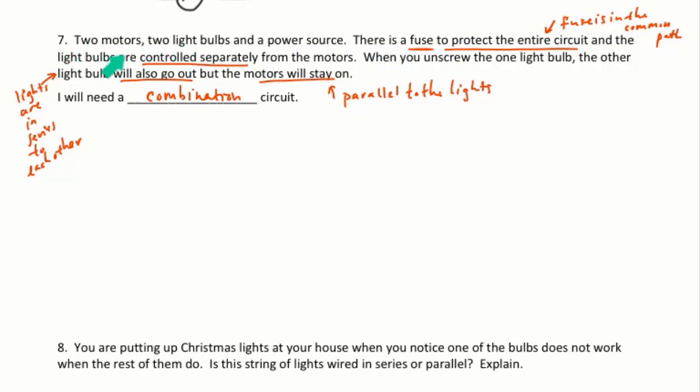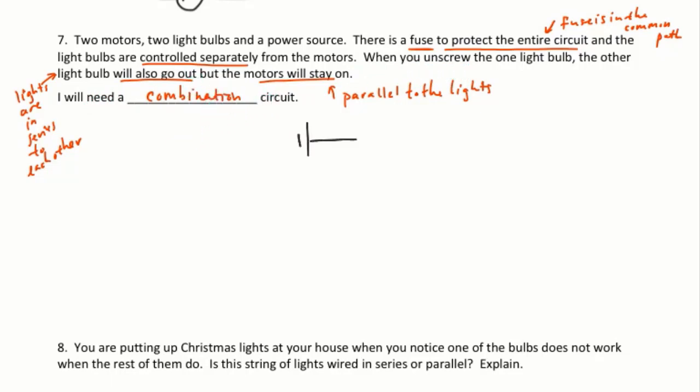these loads. Okay. The light bulbs are controlled separately from the motors. When you unscrew one light bulb, the other light bulb will also go out. That's how I know they're in series. And the motors are going to stay on. So give the lights their own pathway, give the motors a different pathway, and then there's no switch. It's just that when the light bulb gets unscrewed, so there's no switch mentioned. Okay, so going to need a combination circuit.